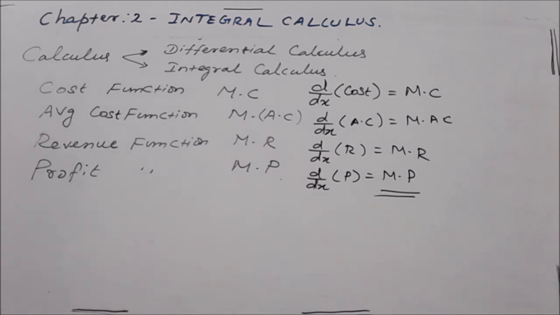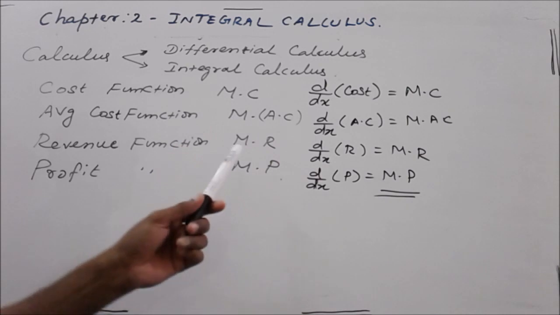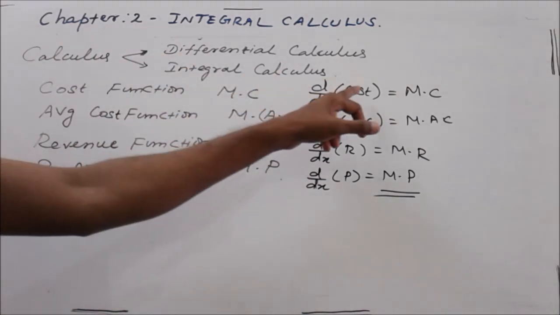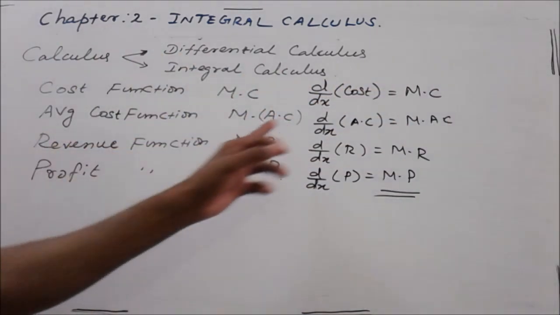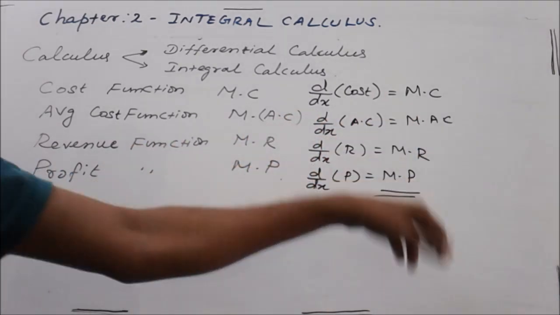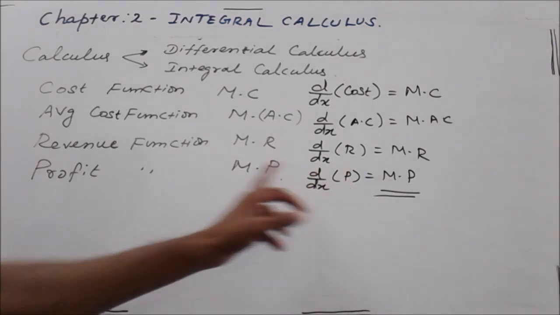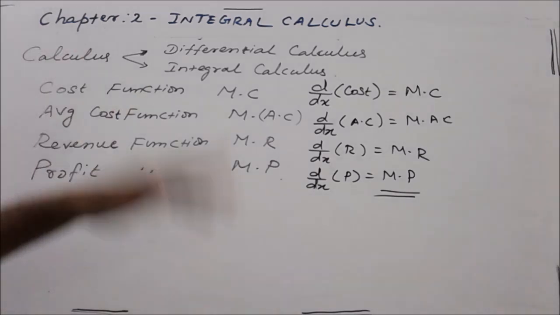So, to get a marginal cost, marginal average cost, marginal revenue or marginal profit, we should differentiate the given respective functions. When we differentiate the cost function, we will get marginal cost. When we differentiate average cost, we will get marginal average cost. When we differentiate revenue, we will get marginal revenue. Then when we differentiate the profit function, we will get a marginal profit function. Okay, we have differentiated now.